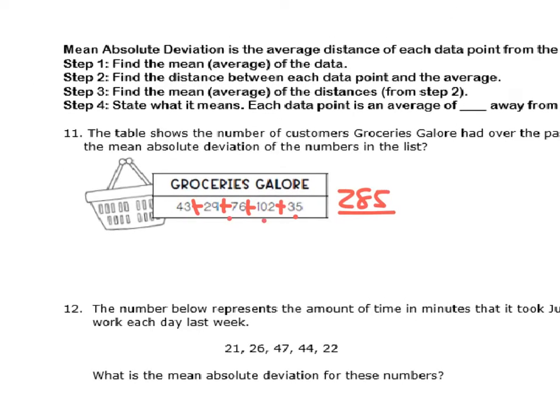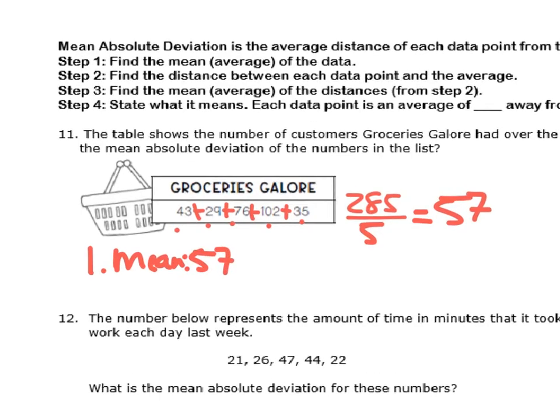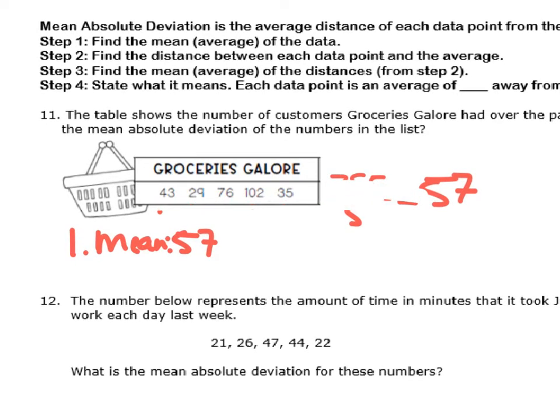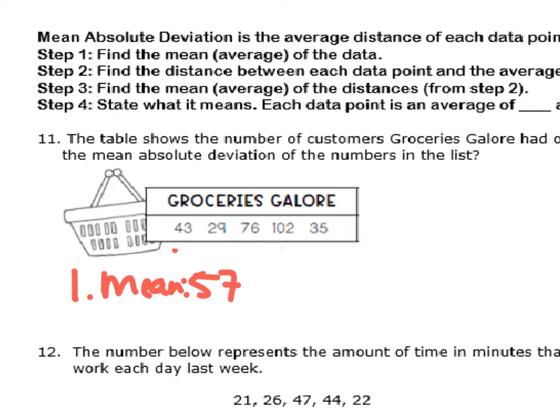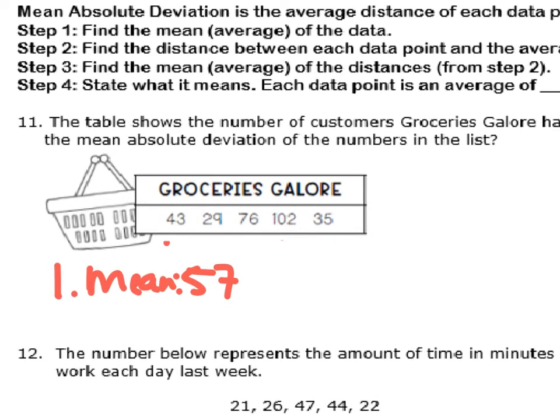So I added 1, 2, 3, 4, 5. So divide by 5, and I get 57. So step number 1, my mean is 57. Okay, so I have my mean. Step number 2 is to find the distance between each data point and the average. So I want to know how far away is 57 from 43 and from all the other numbers.